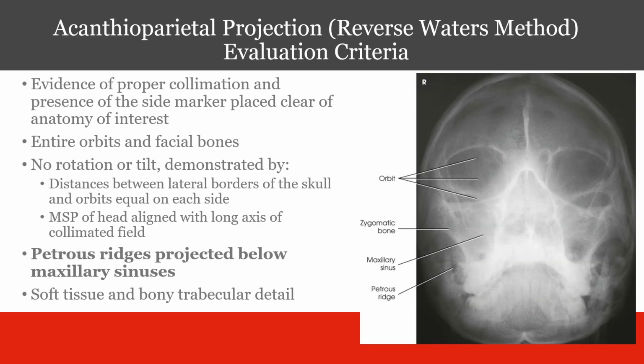For the evaluation criteria, the image is going to be the same as it was for the Waters, except that the image will be magnified in comparison, but the petrous ridges are projected below the maxillary sinuses. The image shown here is of a patient who has severe nasal trauma, nasal bone trauma, so that's why the image looks so different than what we saw previously.